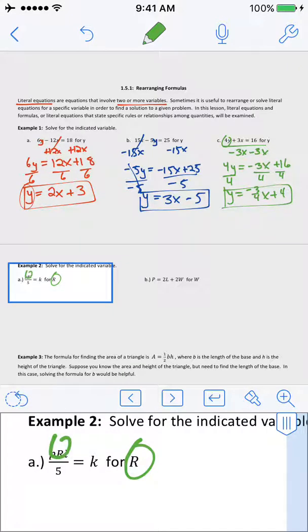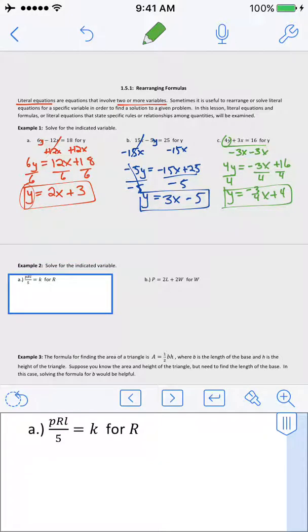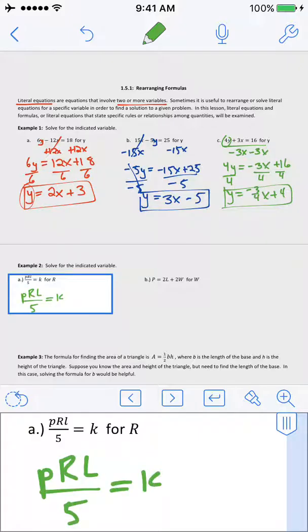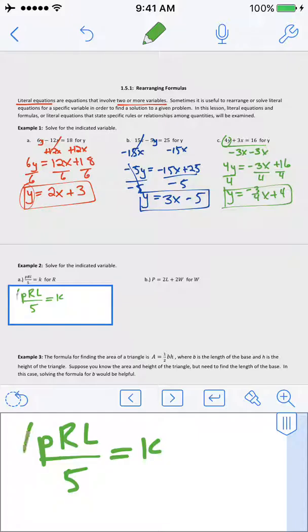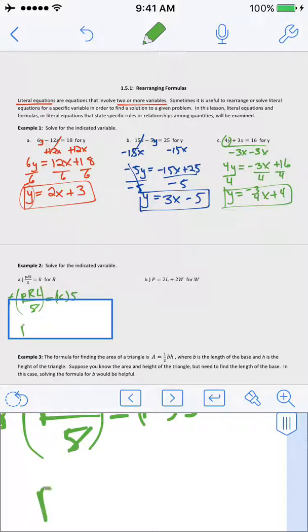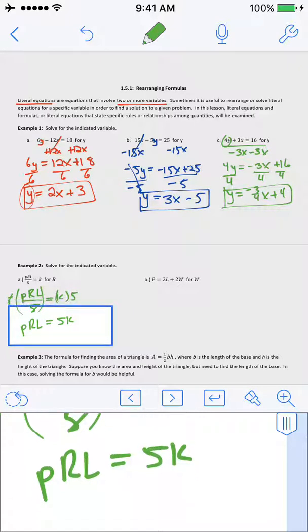So capital R is right there, chilling in between P and L. I need to start getting rid of stuff around it. Well, the farthest thing, in a sense, from the variable would be that divided by 5. So I'm going to first just rewrite it. In order to get rid of a divided by 5, I can counter with a multiply by 5 to both sides. Those two cancel. I'm left with P capital RL is equal to 5K.